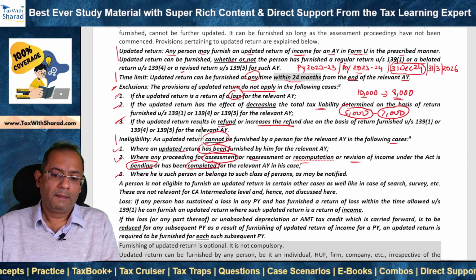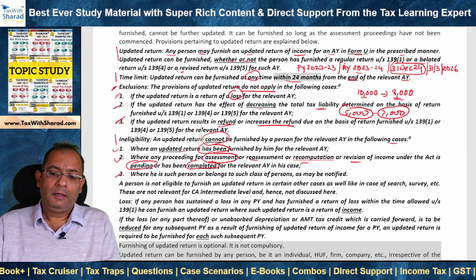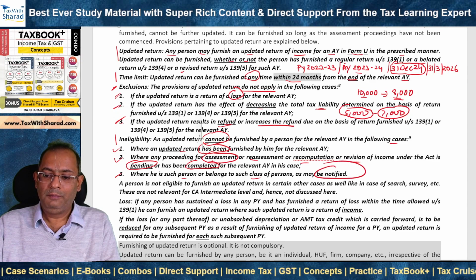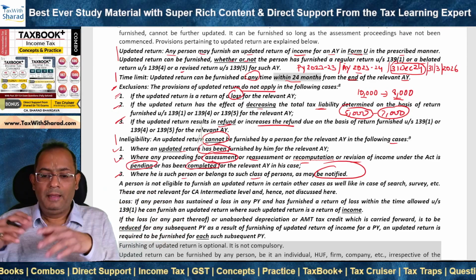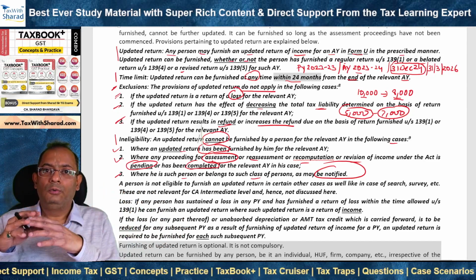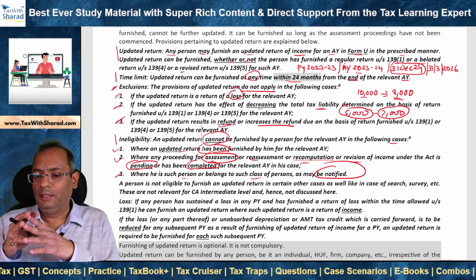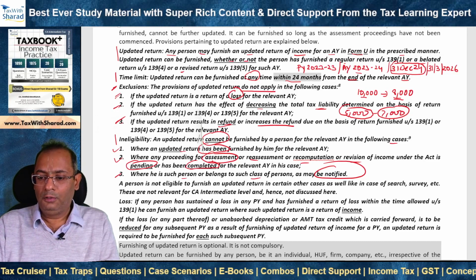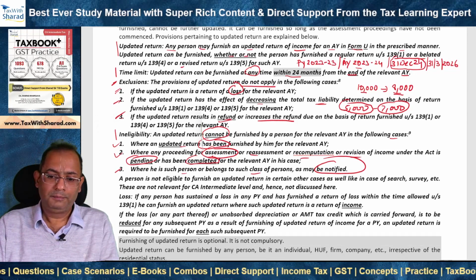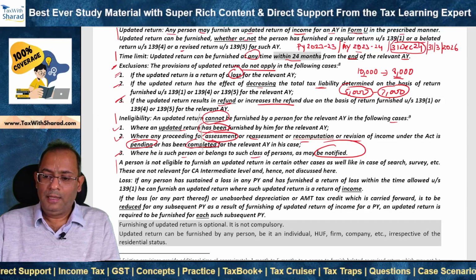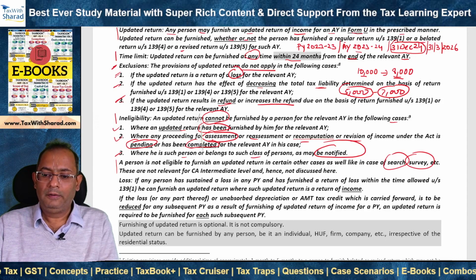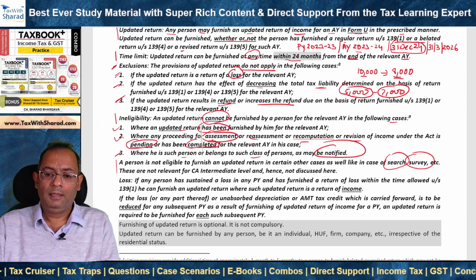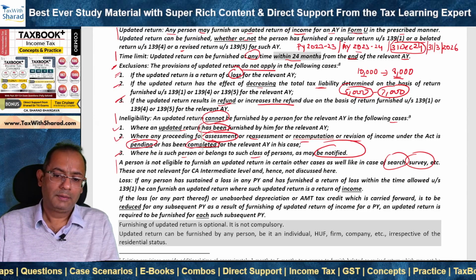Lastly, point number 3, an updated return cannot be furnished where the taxpayer is such person or belongs to such class of persons as may be notified. So the government may notify a person or a class of persons who will not be allowed to furnish an updated return under 139(8)(a). No such notification has been issued so far, but a notification may be issued in due course of time. There are some other cases as well, like in case of search, survey, etc., in which case an updated return cannot be filed, but these provisions are basically not within the purview of the CA Intermediate syllabus, and therefore we are not going to discuss these in this video.